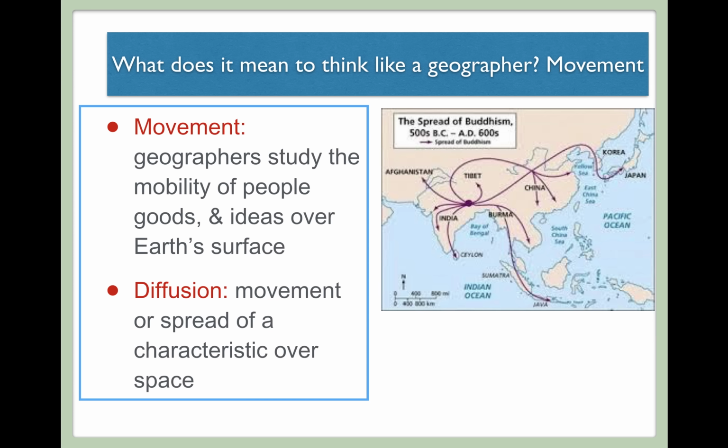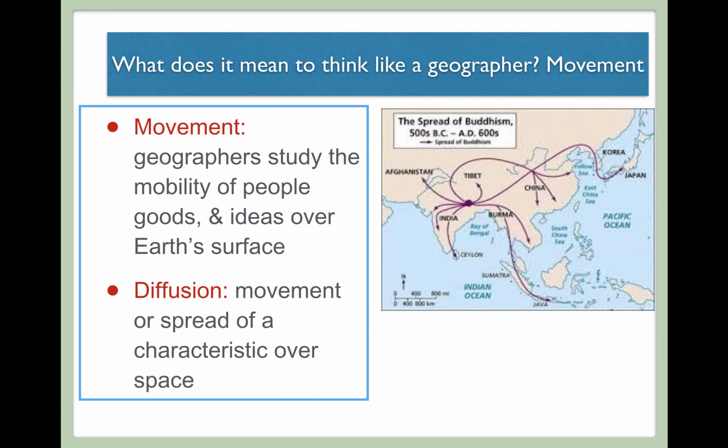A term that we're going to be using very frequently is diffusion. And diffusion, just like the same type of diffusion that you would discuss in a science course, diffusion is the movement or spread of a characteristic over space. So to diffuse an idea is to spread an idea.